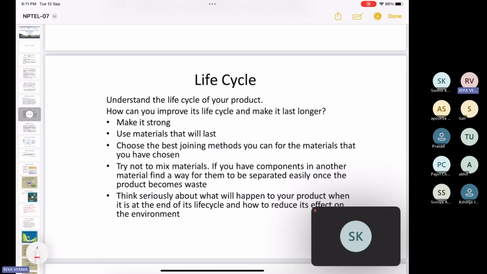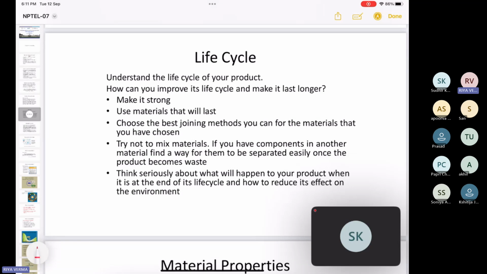The first one is make it strong. We should make products that are strong enough to last for a longer period of time. And we should use materials that will last, we should go for more sustainable and more durable materials so that they can last for a longer period of time.